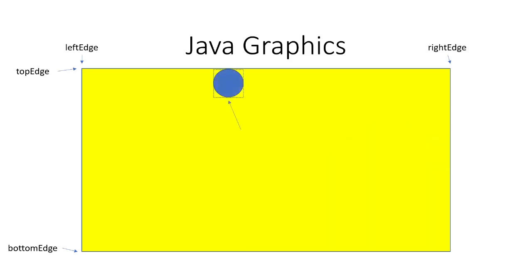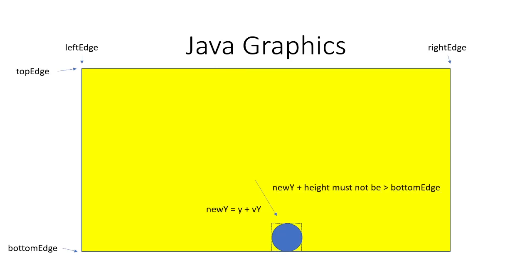Checking for a collision with the upper side is the same thing. We have a new y value where we're trying to move the ball to, and we just have to make sure that the new y value can't be less than the top edge. Hitting the bottom is the same thing. We have to make sure that the new y value plus the height, again, must not be greater than the bottom edge. So let's go to NetBeans and put in all this code and make it work.